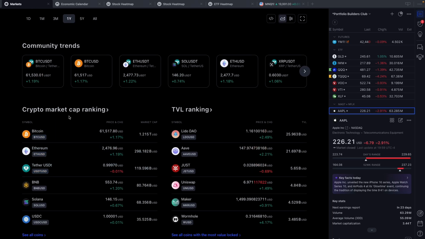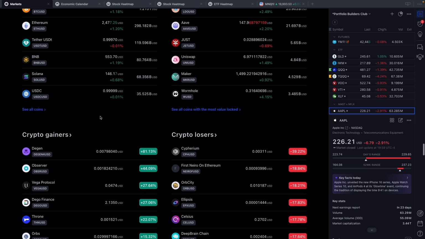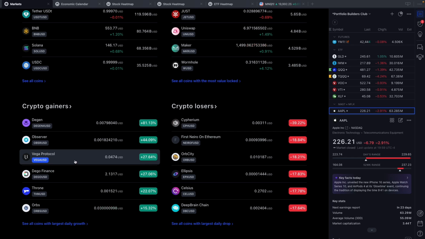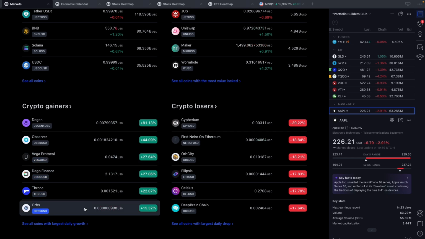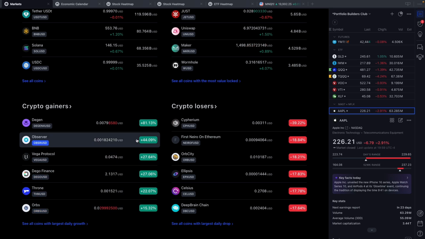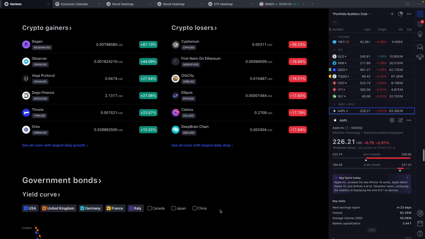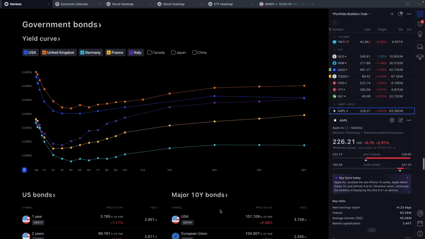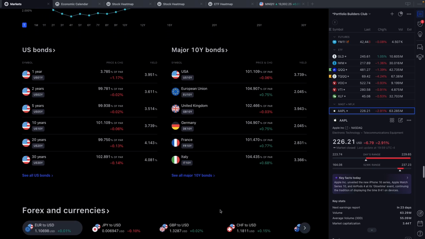Then you get into crypto market cap rankings and crypto gainers. So you got some sort of DGen, Observer, Vega, and then Dago, Throne, and Orbs. So these are the top gainers. Then you have the top losers here. And then you get into government bonds. So you can look at all the different bonds, 1 year, 2 year, 5 year, 10 year. Look at all this information.